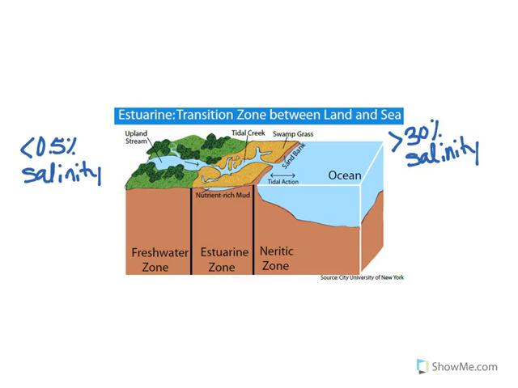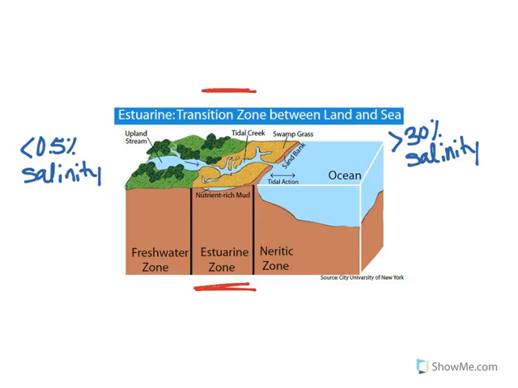All right, today we are talking about marine ecosystems and estuary ecosystems. So, estuaries are where rivers meet the sea. So, right in this area right here. It's a mix of fresh water and salt water.